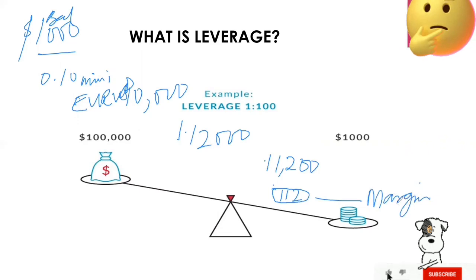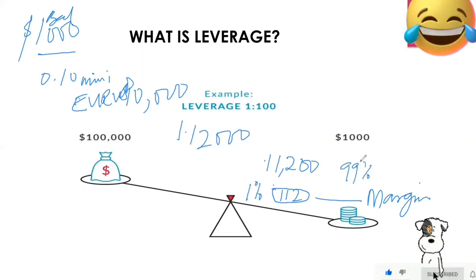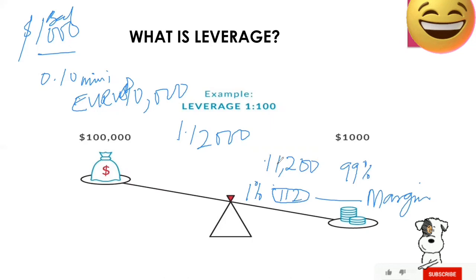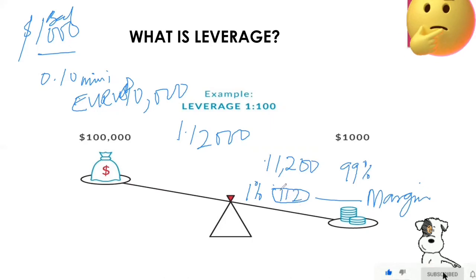In the next lesson, I will explain, but now let me focus more on leverage. So leverage is that amount of money. This is just 1% of the money. So you're only dropping 1% of the money. Then the 99% of the money is being dropped by your broker. Now, to get the 99%, you have to subtract 112 from 11,200.